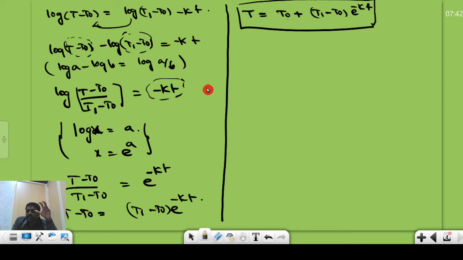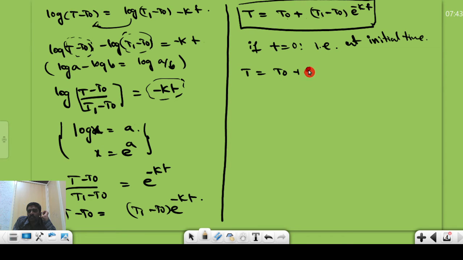Again we need to concentrate here. Let us assume time is equal to 0, that means the initial time. What happens to this equation at the initial time? Please concentrate on this. T is equal to t naught plus (t1 minus t naught) into e power minus k times 0. E power 0 is equal to 1, so 1 into this value is just t naught plus t1 minus t naught. So plus t naught and minus t naught cancel, and T is equal to t1.